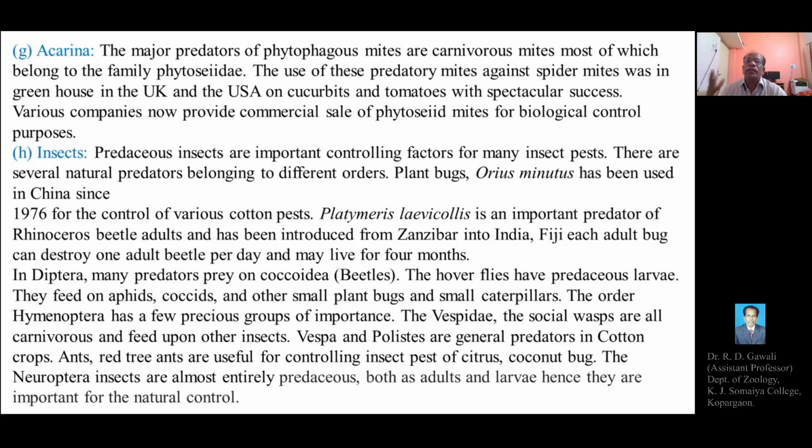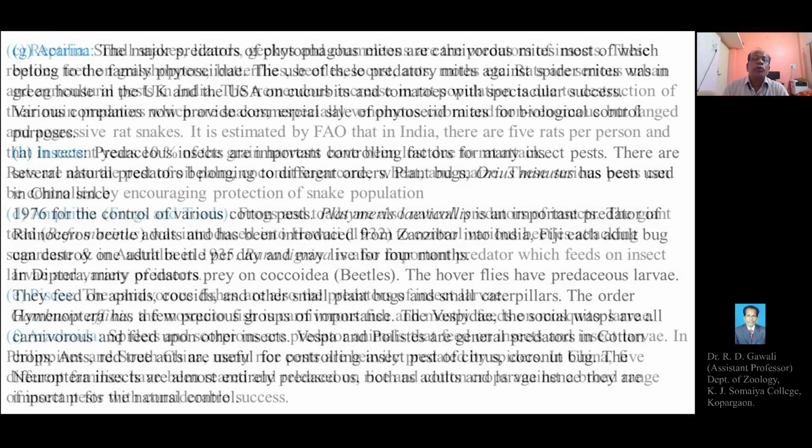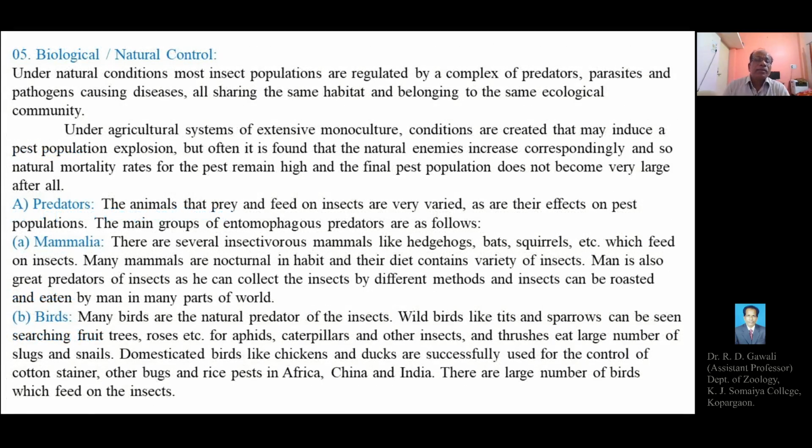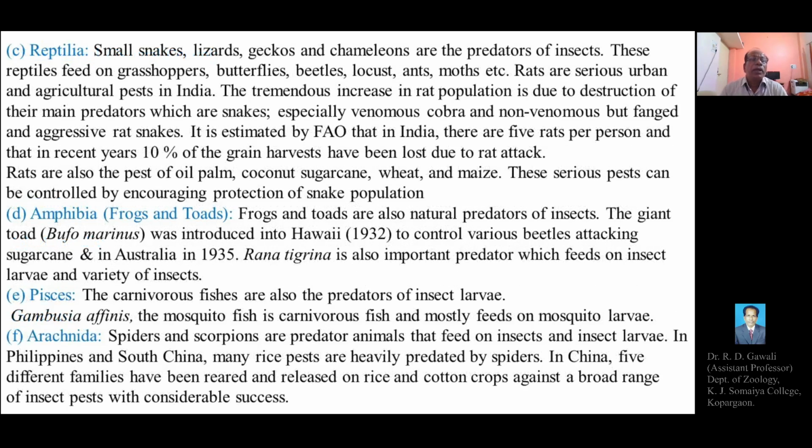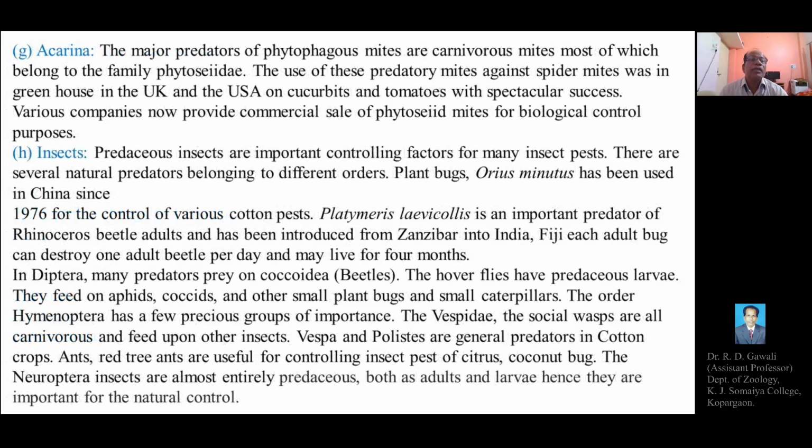The Neuroptera insects, another category of predators of insects, are almost entirely predaceous both as adults and larvae, and hence they are important for the natural control of a variety of insect pests. So these are the different groups of predator organisms: mammals, birds, reptiles, amphibians, pisces, arachnids, acarines, and the insects. They serve as natural enemies of a variety of insect pests and can be successfully utilized for the control of different insect pests in agricultural crops.